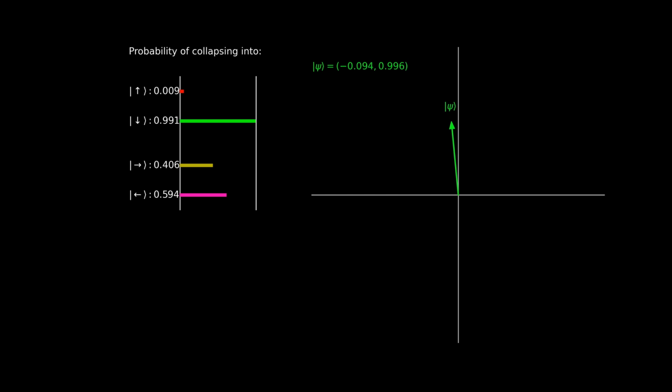The same thing happens for states near the down state. But what if instead our electron is in a state near the right state? Then the x-spin measures as right with low uncertainty, but the z-spin has high uncertainty, as both its states have about equal probability of being measured. The same goes for states near the left state.